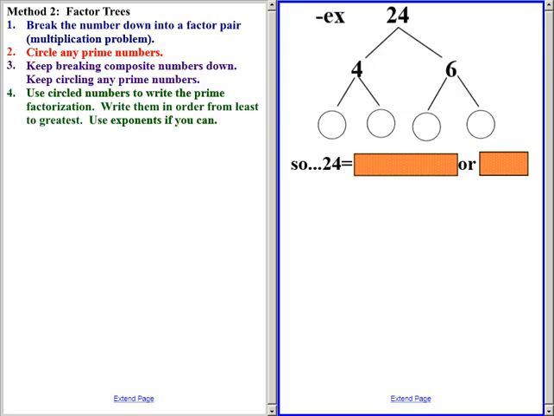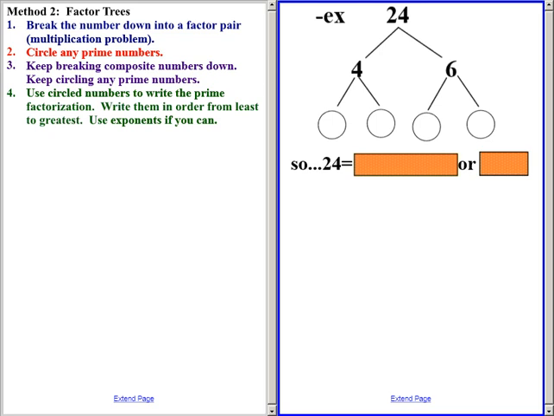When you look at this, if I'm going to use factor trees, the first thing I want to do is break the number down into a factor pair, meaning any multiplication problem. It doesn't matter whether they're prime numbers or composite numbers, but break it down into a multiplication problem. Don't use 1 because 1 is not a prime or a composite number, and really it doesn't actually help us to break the number down anyway. So in the example I did, I used 4 and 6. So 4 times 6 is 24.